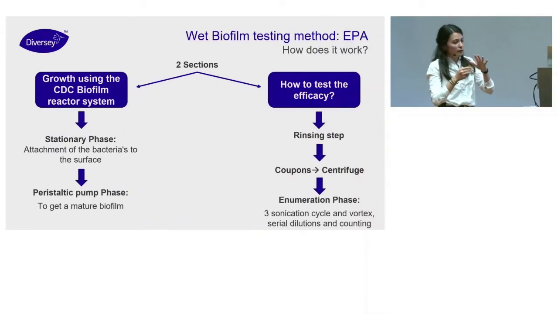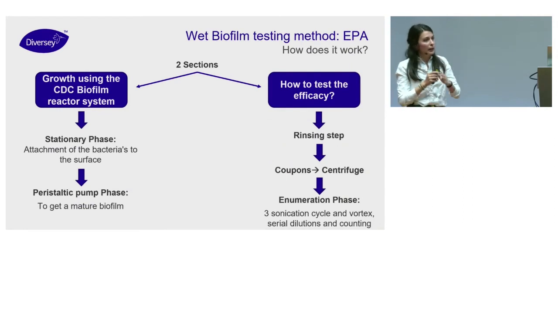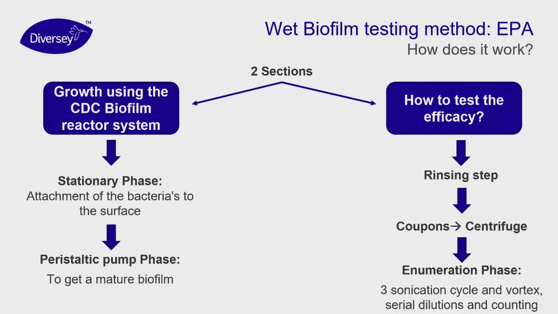And here you will see we summarize in a very simple schematic the test methods from the EPA to assess whether your disinfectant is effective against the wet biofilm. So you have, of course, the growth, where the CDC biofilm reactor is used. You have the formation, so the attachment, the adherence steps, what we discussed, of the bacteria to the surface. Then you have the peristaltic pump phase, where you add some nutrients to really get a mature three-dimensional layer biofilm.